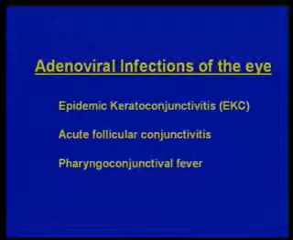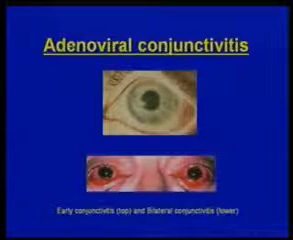A specific adenoviral infection in the eye, besides the conjunctivitis, is called epidemic keratoconjunctivitis, where there's an epidemic of corneal and conjunctival infection. This is apart from the typical viral conjunctivitis, which is a follicular conjunctivitis. And as we talked about, with pharyngoconjunctival fever, they can also have conjunctival symptoms.